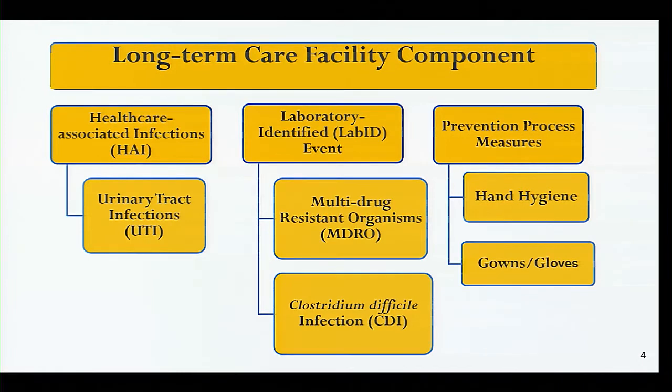Again, the long-term care facility component, this is the umbrella as the component, and then we have the three reporting modules under that component: the HAI for urinary tract infections, which we're going to talk about tomorrow, the LabID for MDROs and C. difficile, which we're going to talk about now, and then the prevention process measures module for hand hygiene and gown and glove use, which you guys are going to talk about tomorrow.